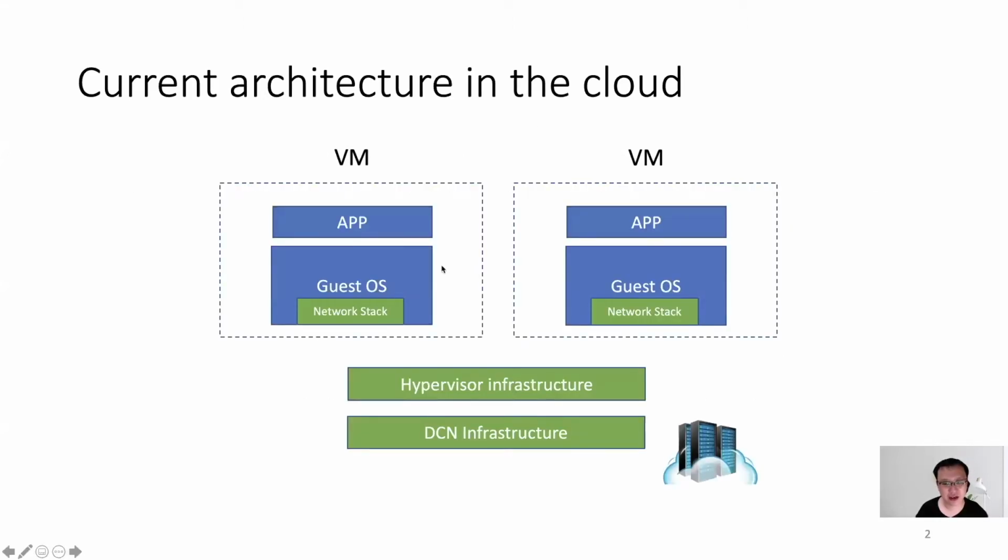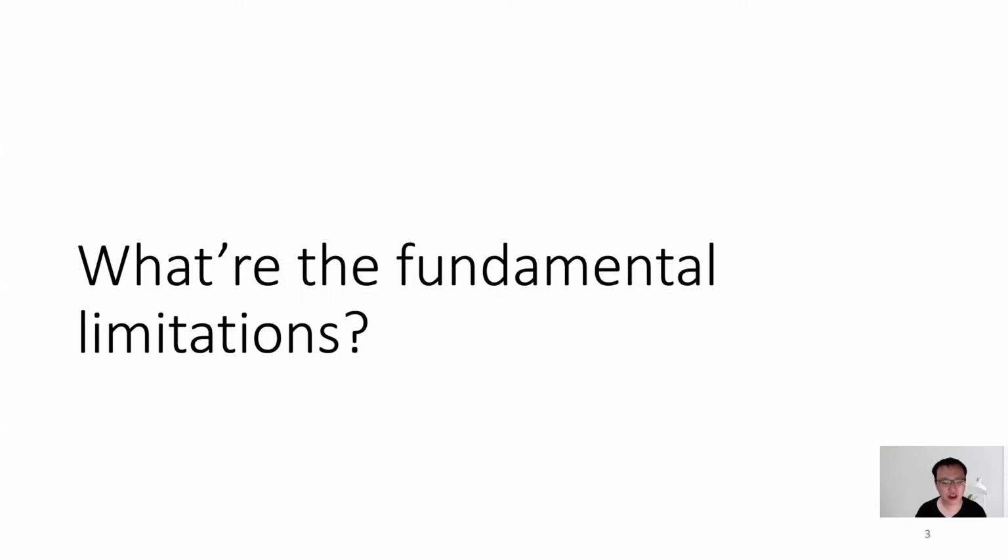This is the current architecture in the cloud. We have two layers. The VM is fully controlled by the tenants, and the hypervisor and data center network infrastructures are fully controlled by the operators. But we think this kind of design has some limitations. We will introduce the problem in two aspects.